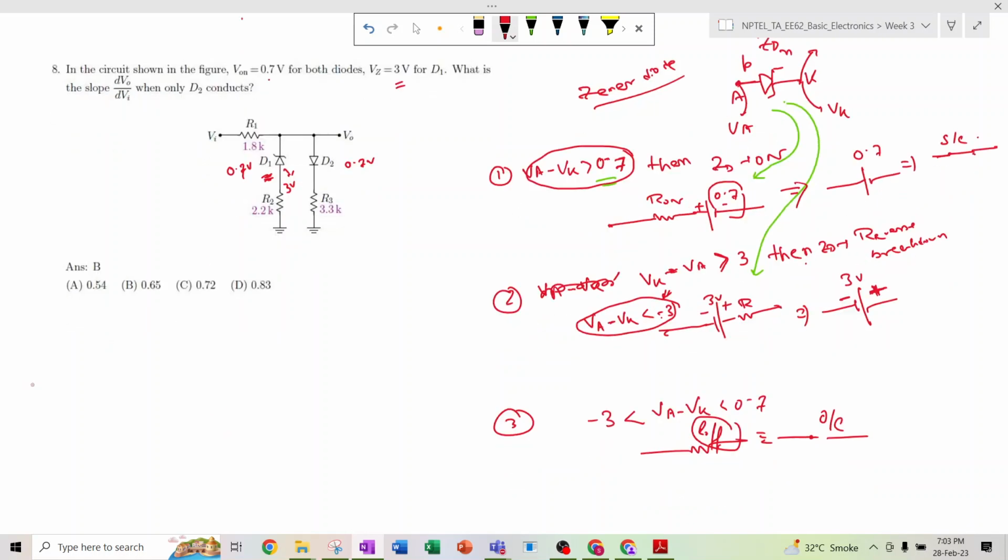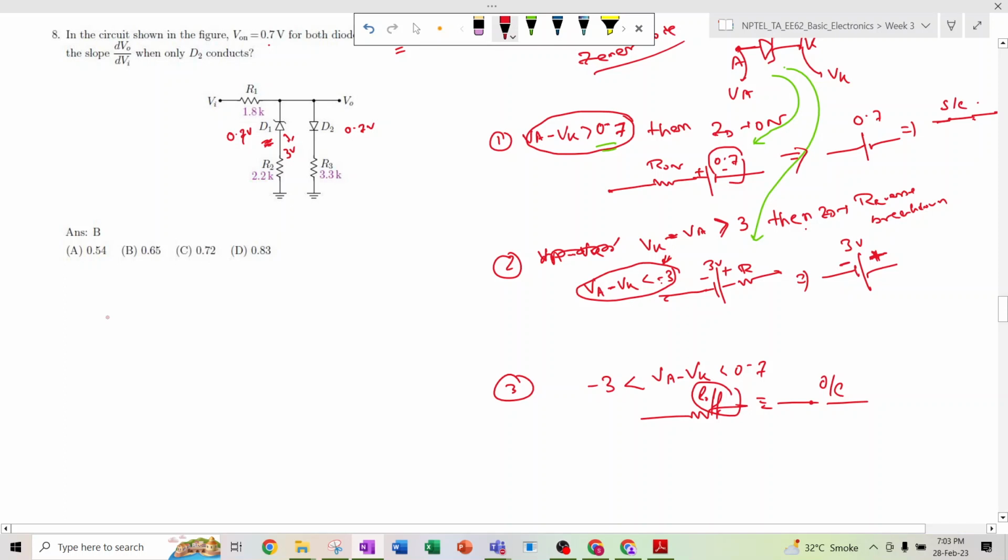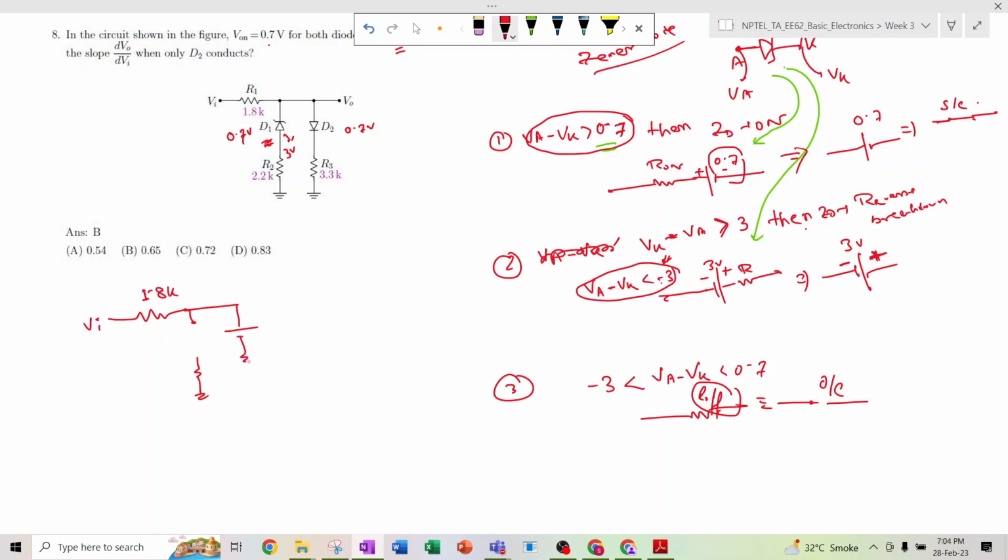When only D2 is conducting, D1 is not conducting, so we will not take D1 in the picture. VI, 1.8k, this is open and this is conducting. Yes, D2 is conducting. That means we can write the equivalent model like this. So this is 3.3k and this is 0.7 volt.